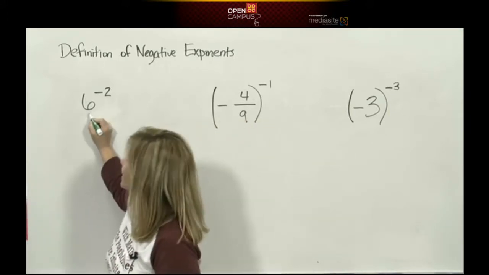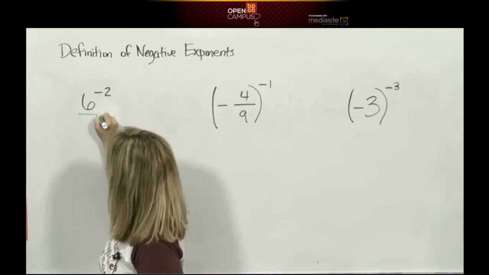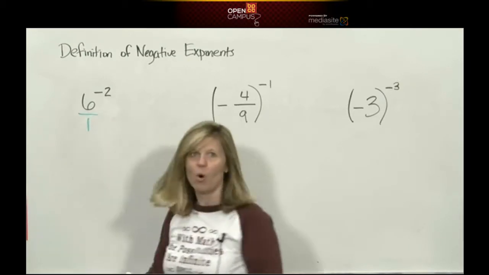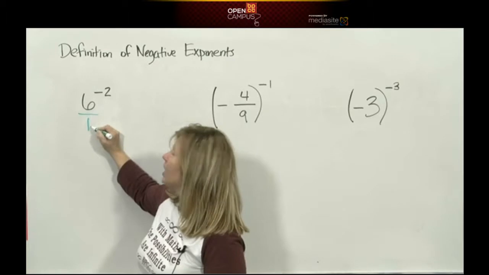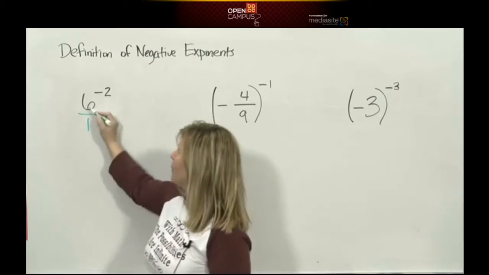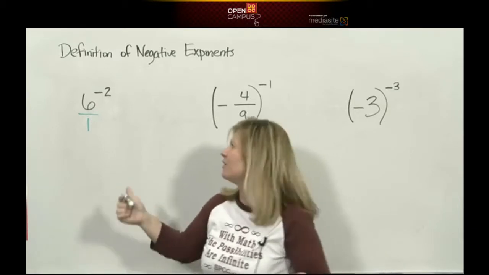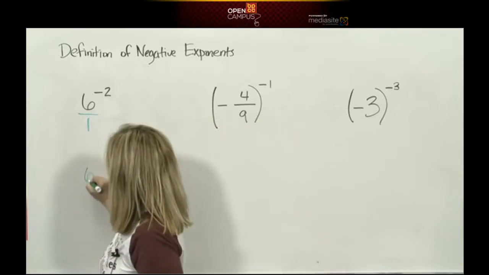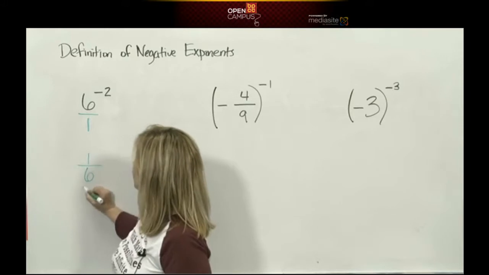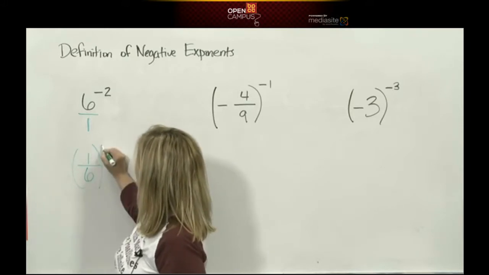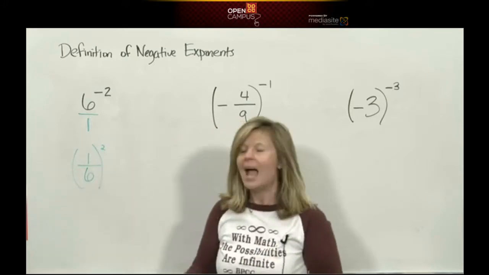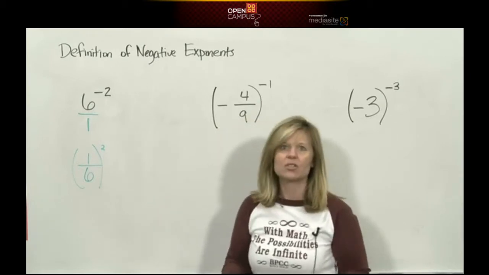Right now, 6 is a whole number. I can write it as a fraction by putting it over 1, because 6 divided by 1 is still 6. Now that I made it a fraction, I can flip it. Do the reciprocal or the multiplicative inverse. The 6 would go to the denominator, the 1 would go to the numerator, and now your exponent becomes a 2. And now we understand what that means.